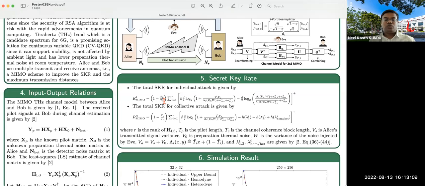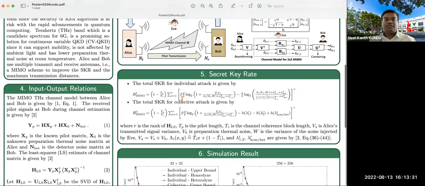And here T_C is the coherence time of the channel over which the MIMO channel remains constant. We have also incorporated the effect of imperfect reconciliation, modeled by this parameter beta. And we have also incorporated the effect of detector noise due to homodyne and heterodyne detection and the channel estimation error noise. So here we see that the secret key rate is the sum of the secret key rate of R parallel single input, single output channels.